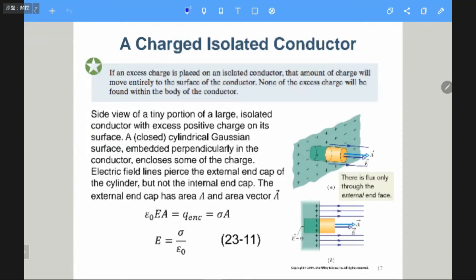So here we'll talk about charge on an isolated conductor. It says if an excess charge is placed on an isolated conductor, that amount of charge will move entirely to the surface of the conductor. None of the excess charge will be found within the body of the conductor. So this is a characteristic of the conductor.